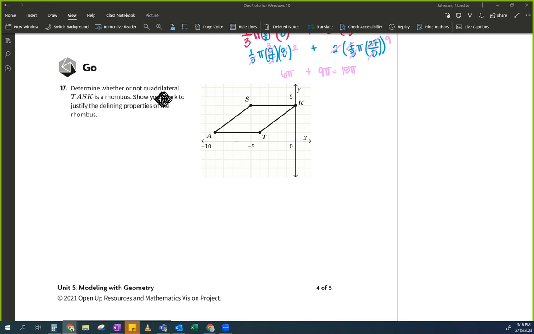Okay, so it says determine whether or not the quadrilateral is a rhombus. Show your work to justify the defining properties of a rhombus. Do you all remember what a rhombus is? What is the key aspect of a rhombus? If I said, what is a rhombus, you should say this, and it's very short.